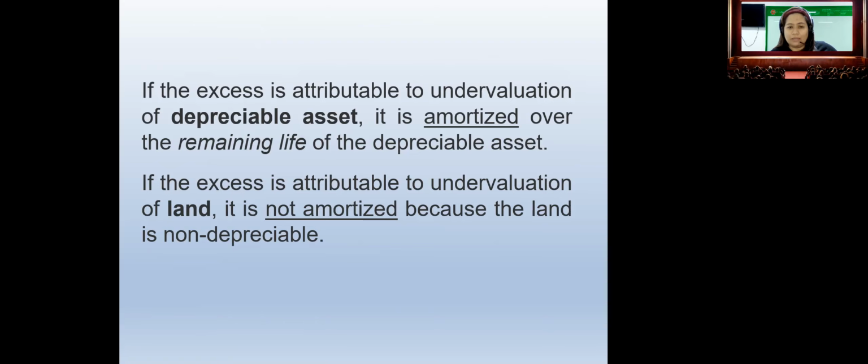Ano yung sample ng asset na nagde-depreciate? Building. Okay? So, yung 5,000, if it is attributable to the building, then the 5,000 will be amortized over the remaining life of the building. If it is attributable to the undervaluation of land, hindi po natin siya i-amortize. Bakit? Kasi ang land, hindi naman siya depreciable. Wala naman siyang useful life na tinatawag. Hindi naman bumababa ang value niya, more on nag-appreciate ng value.